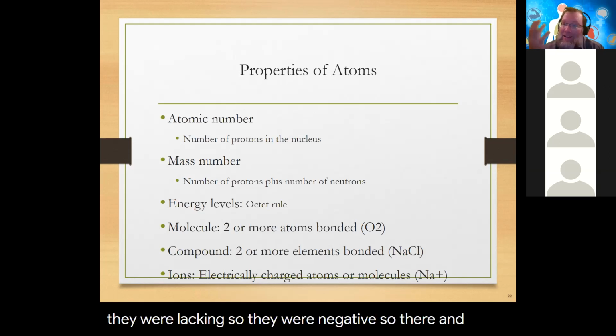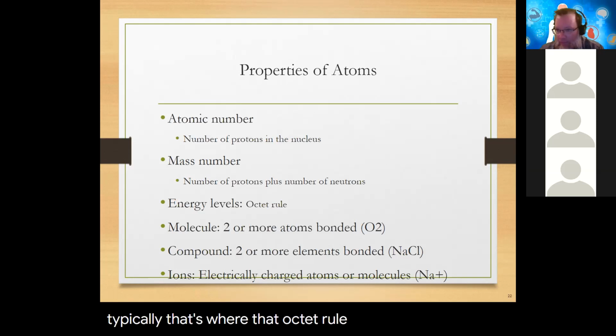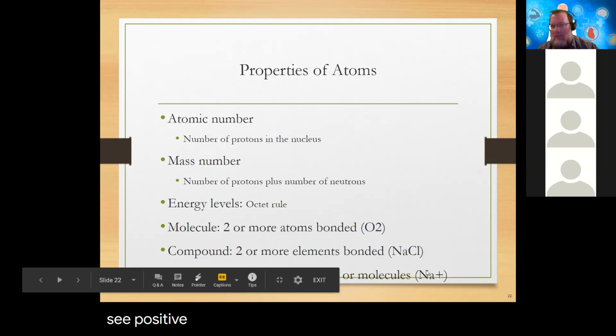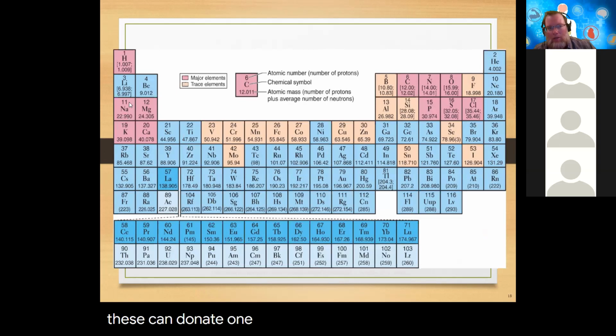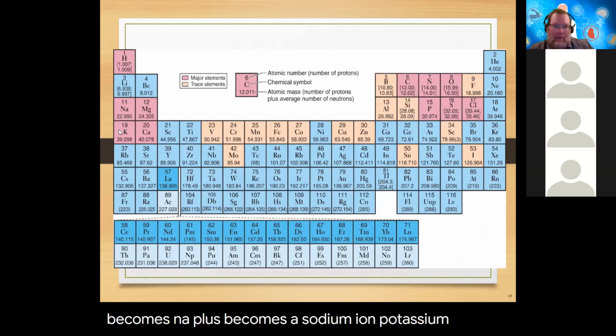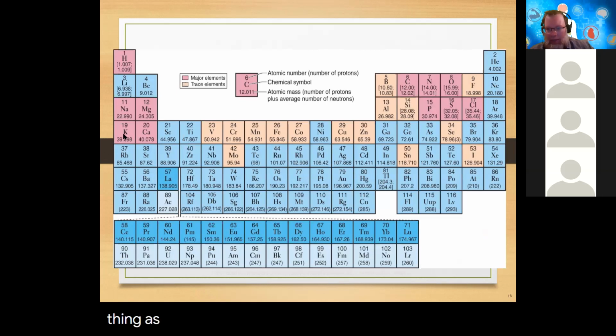And typically that's where that octet rule comes in. We'll usually see positive ions come from the left side of the periodic table. Positive ions come from over here. These can donate 1 electron. Na, sodium, has 1 electron in its outermost shell, so it can donate it, and then it becomes Na plus, a sodium ion. Potassium, same thing, has 1 in its outer shell. It can donate that 1 electron and it becomes a positive ion.